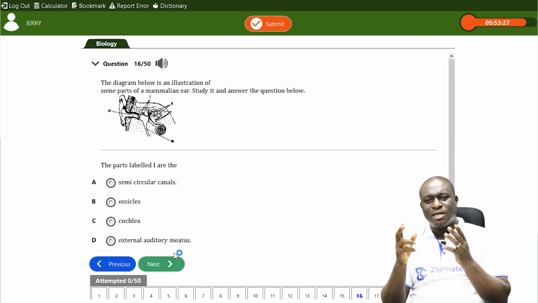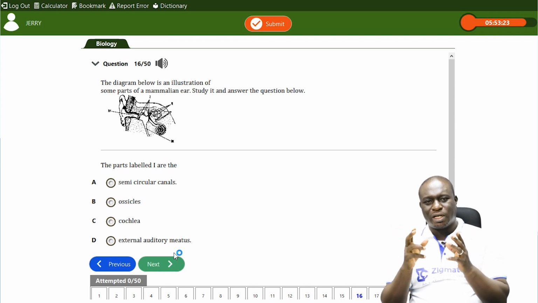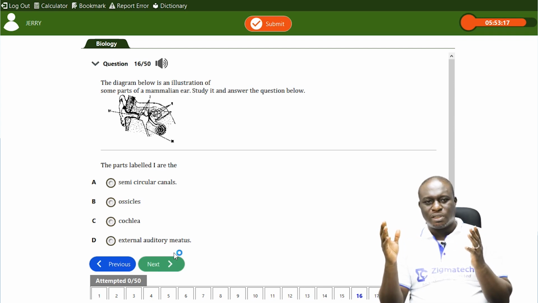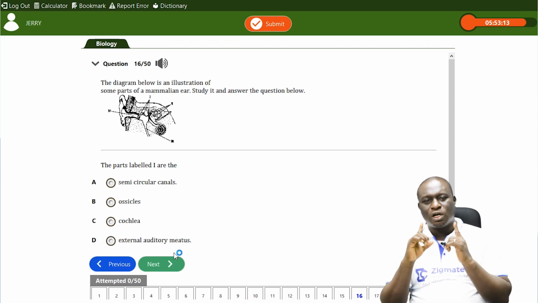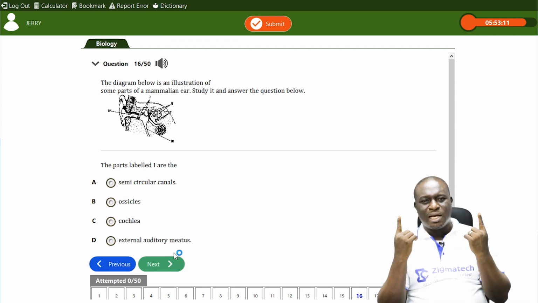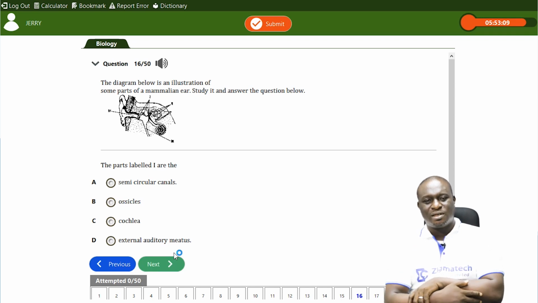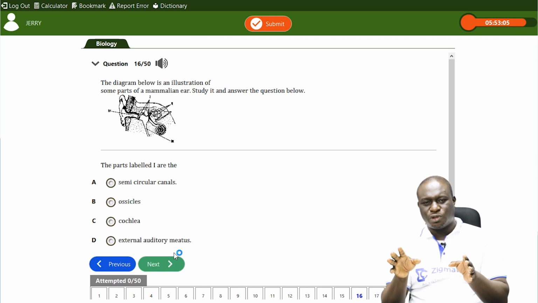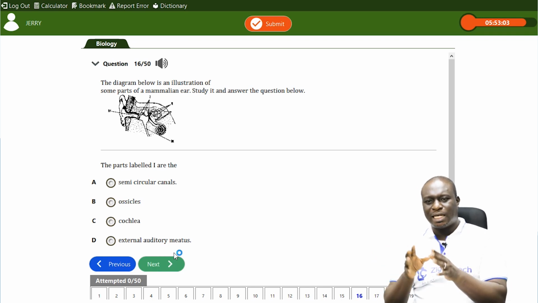Next is the ear. The ear is a very important sense organ. Remember, we have the 5 senses. We have the eyes. We have the nose. We have the tongue. We have the ear. And then we have the skin. Now, the ear plays a major role of being able to detect sound.